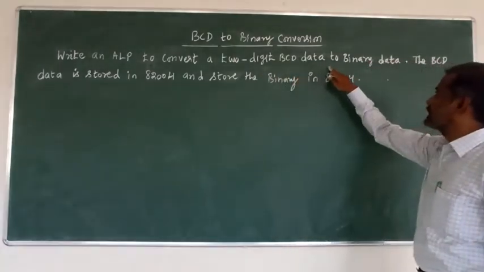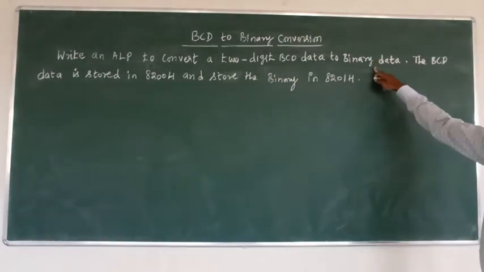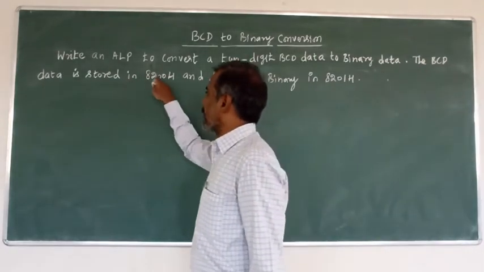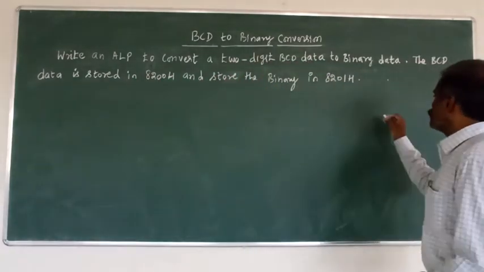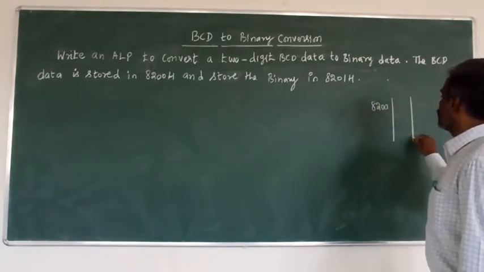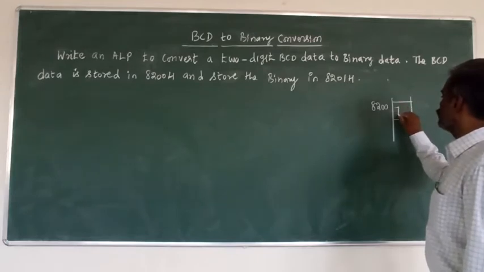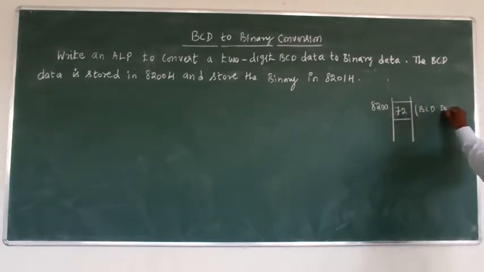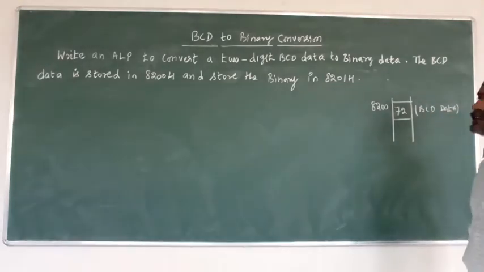Two-digit BCD data to convert to binary. The BCD data is stored at address 8200, data 72. This is the BCD data, and now we convert it into the corresponding binary value.